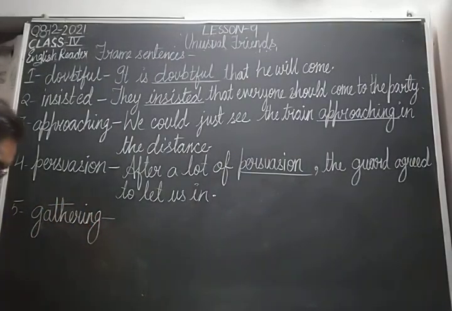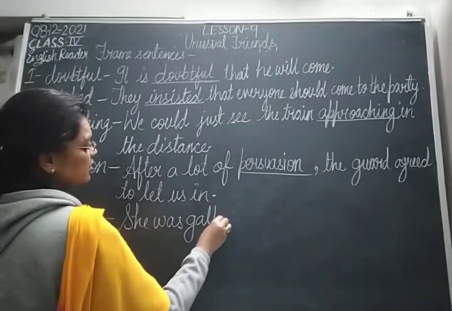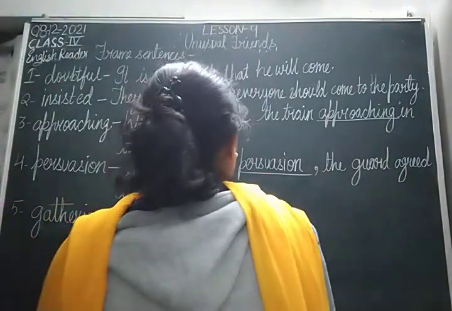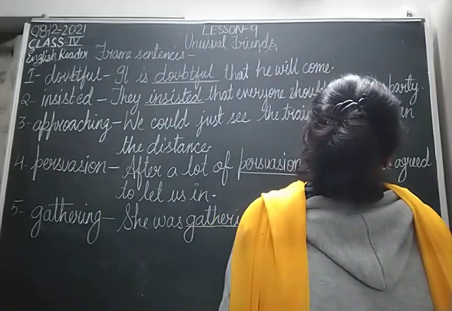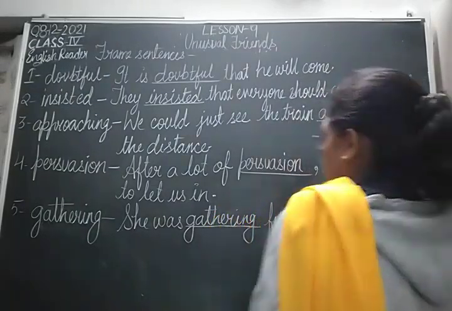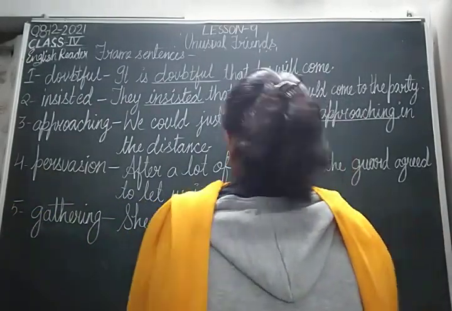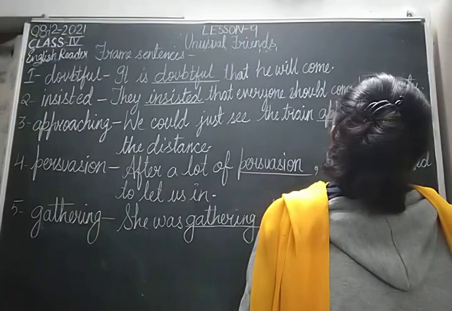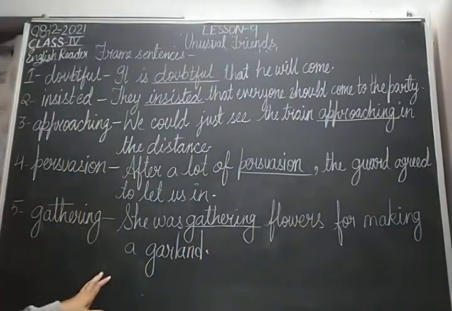Now gathering means collecting. And the sentence is, she was gathering flowers for making a garland. Sorry, I forgot to write flowers. She was gathering flowers for making a garland. वो फूल इकट्ठा कर रही थी माला बनाने के लिए.